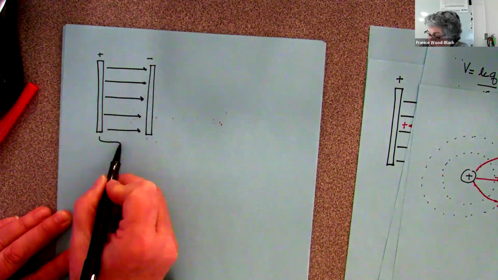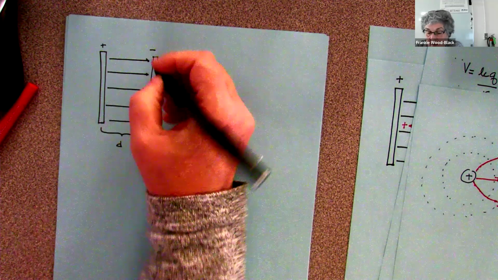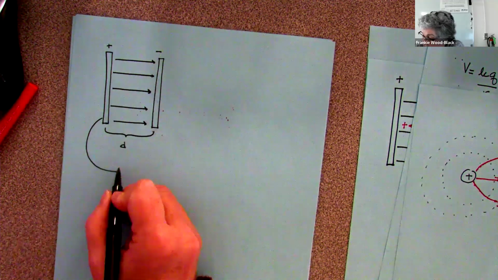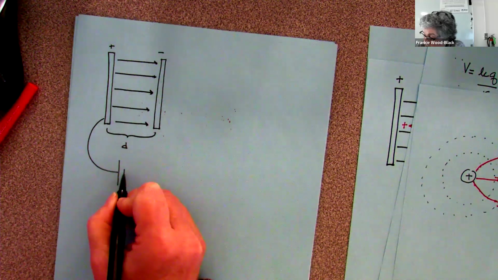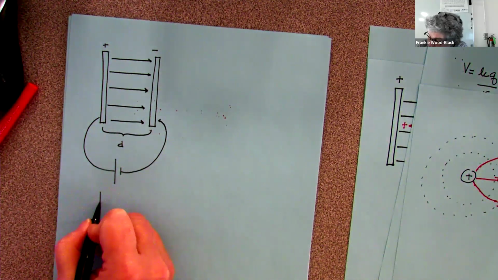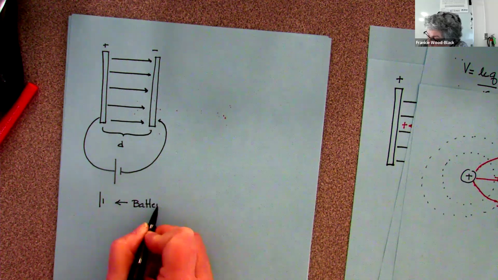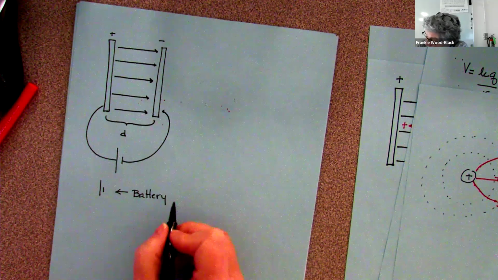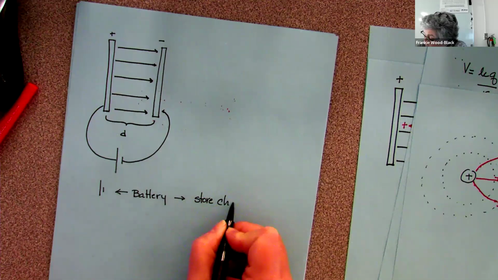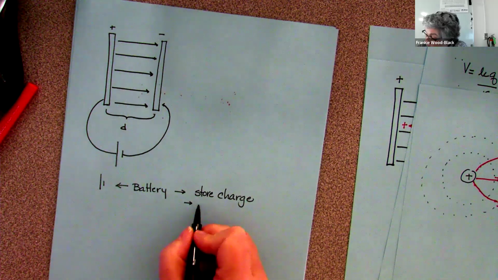And we're separated by a distance d. If I have this and I put a battery here, and I'm going to use a symbol for a battery. Okay, my symbol for my battery. And we know that batteries store charge. And we know from experience that we have volts.